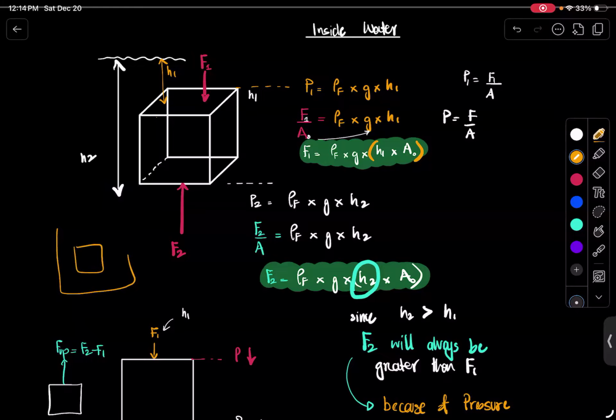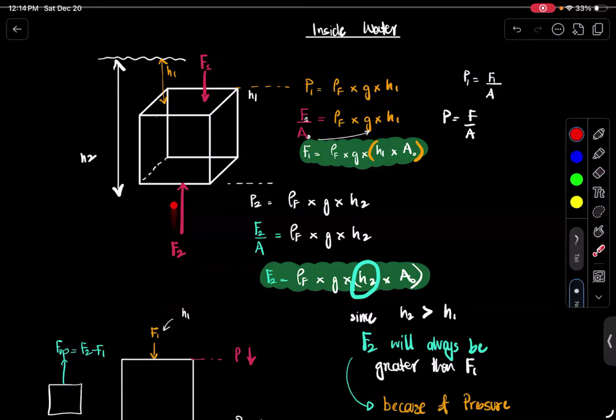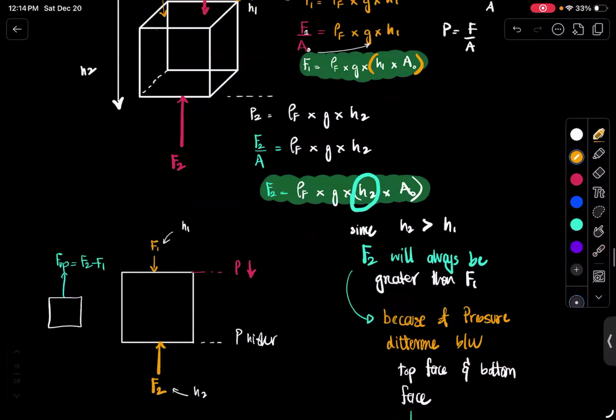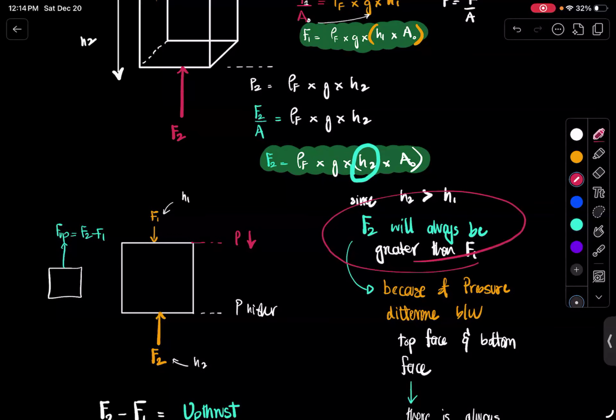Because whenever you submerge something, the bottom face is always at a greater depth and the top face is always at a smaller depth. And because of that depth difference, the force at the bottom face is always going to be higher, because since h2 is always greater than h1, F2 will always be greater than F1, right? Why is F2 greater than F1? Simply because the pressure at the bottom face is higher than at the top face.